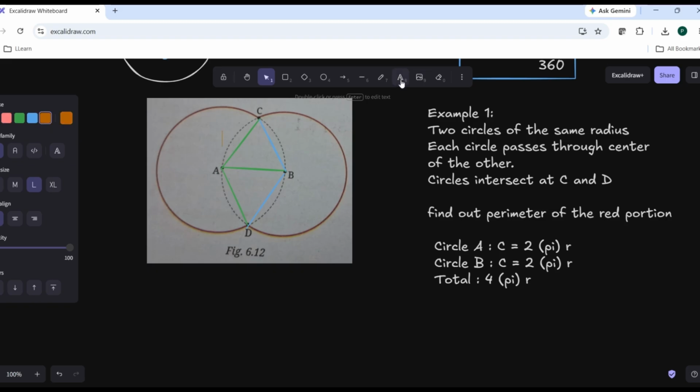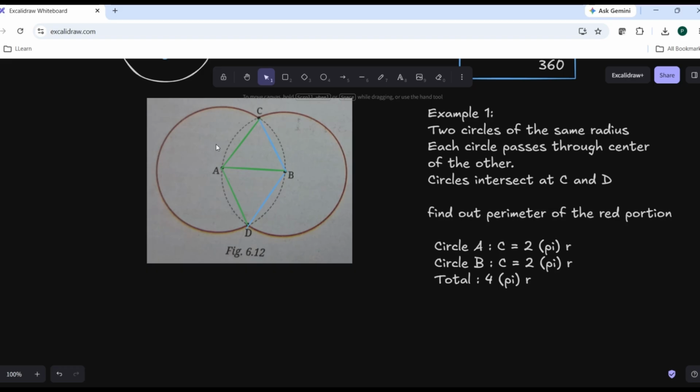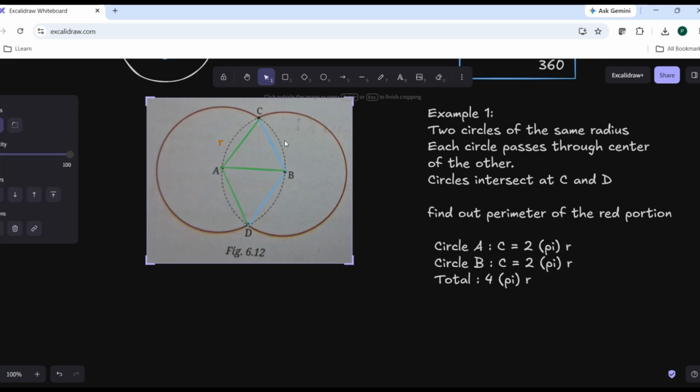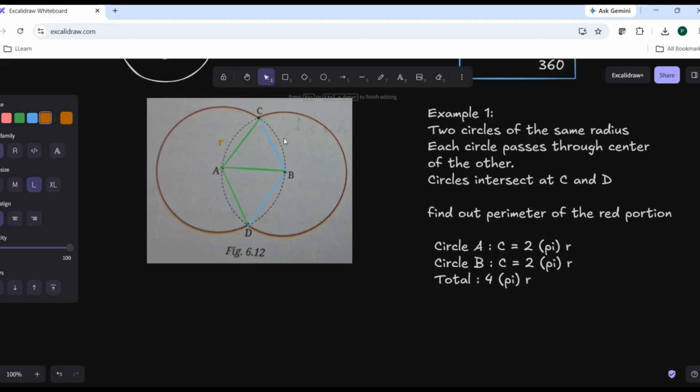Okay, so if we are assuming both circles have radius r, then AC is r, CB is r, and AB is r. What else is r? A to D is also r, and D to B is also r. So if we consider the triangle ACB, it is an equilateral triangle of side r.